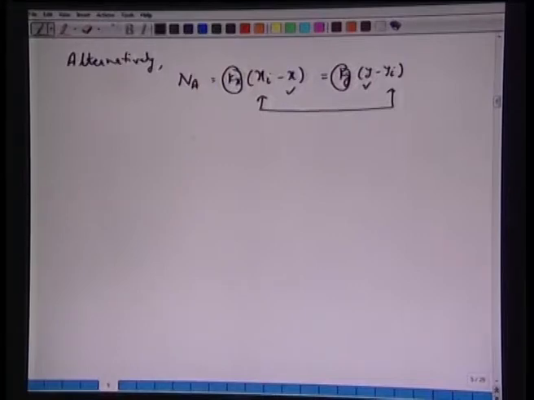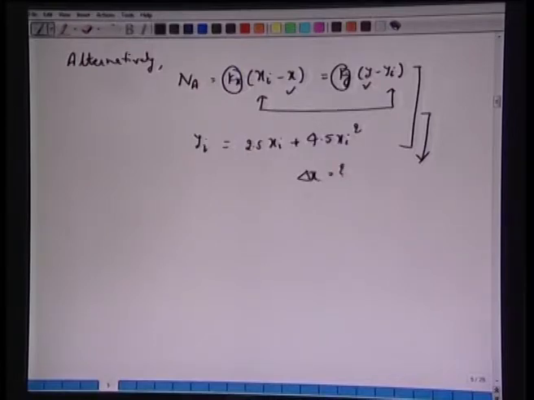So, one equation, and we have another equation, the equilibrium curve yi equals 2.5 xi plus 4.5 xi square. Now, you can imagine solving these two equations analytically may be cumbersome, but as an exercise you must solve them to get the same results for del x and del y as the driving forces here.